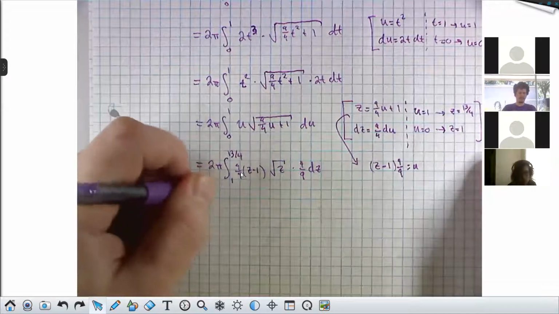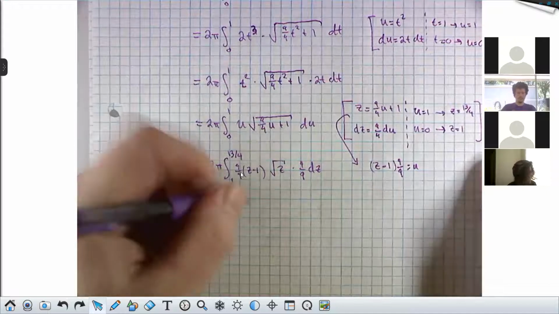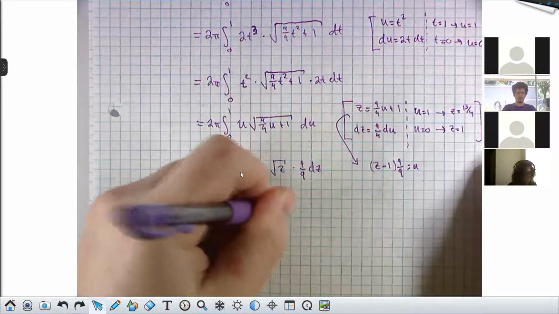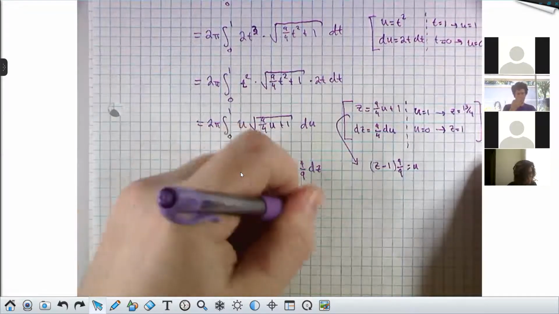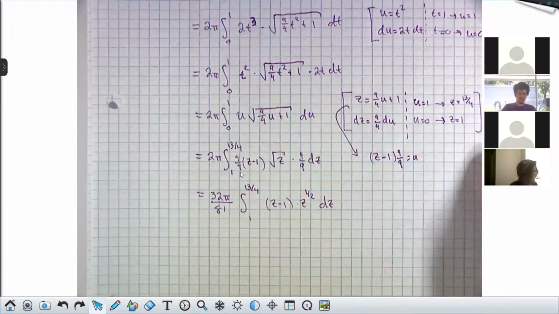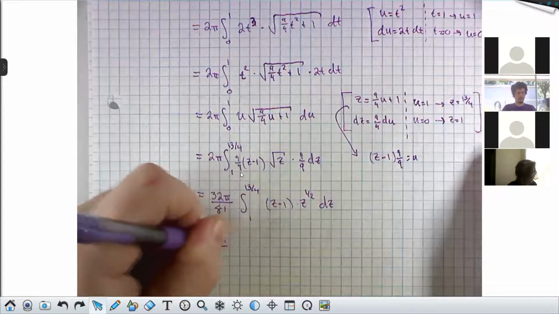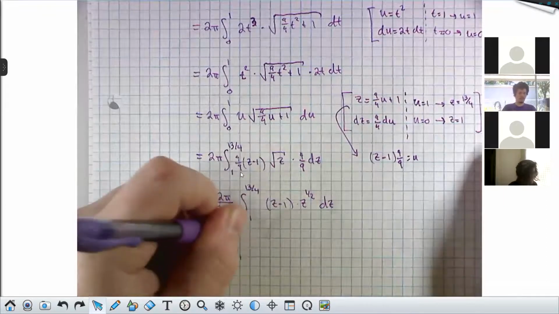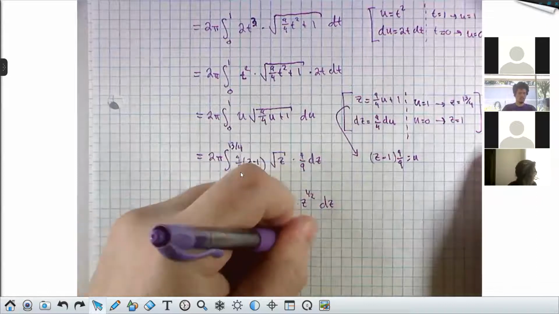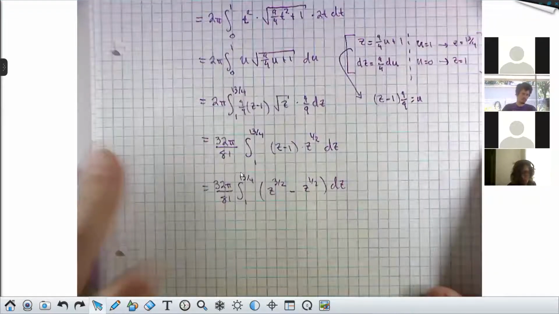So I have 2 pi times 16, that's 32 pi over 81 times the integral from 1 to 13/4 of z minus 1 times z to the 1/2 dz. Now we can distribute and integrate. This is 32 pi over 81, integral 1 to 13/4 z to the 3/2 minus z to the 1/2 dz, and we are home free.